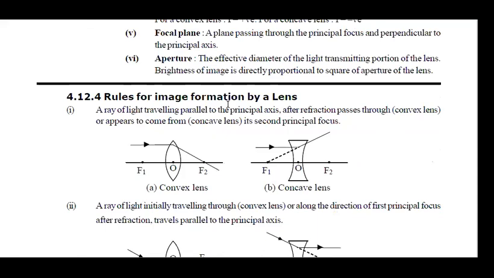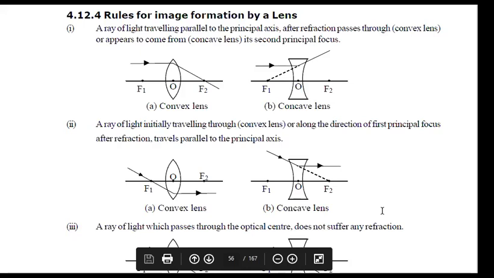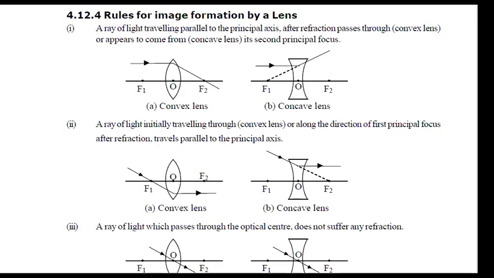Now, when you talk about image formation, the same rays will be used, whatever we studied in reflection of curved surface. I hope all of you remember. The first was coming from infinity, passing through focus. Then passing through focus, going to infinity. Third, passing through optical center and going straight without deviation.